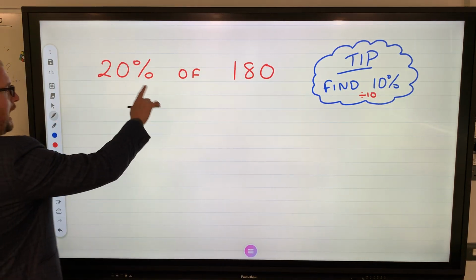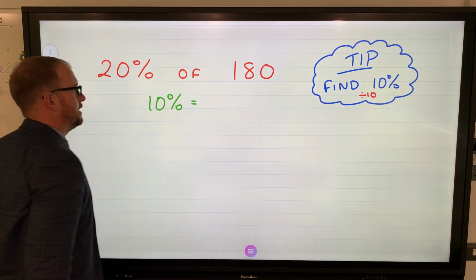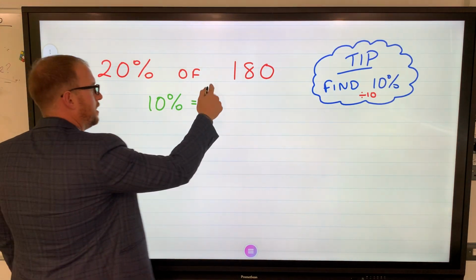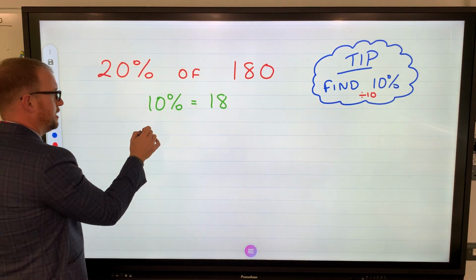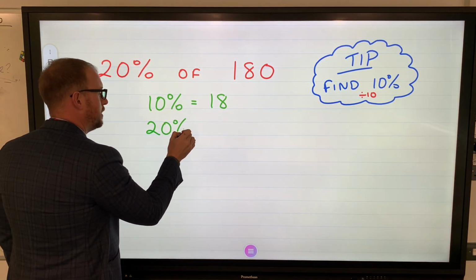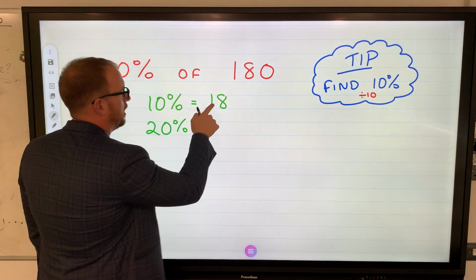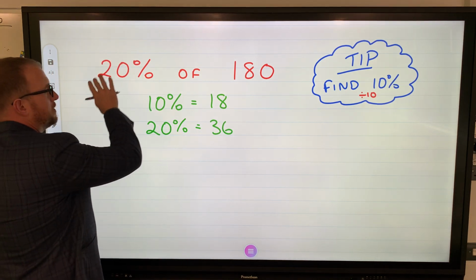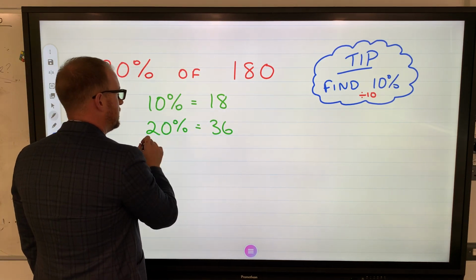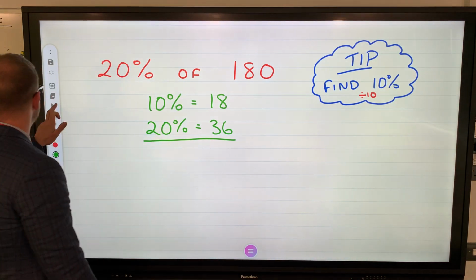So I need to find 10% of 180. Now 10%, dividing by 10, gives me an answer of 18. Now I've got my 10%, I can easily find 20% by just doubling, or multiplying by 2. So 18 times 2 is 36. So 20% of 180 is 36, by finding 10% first.